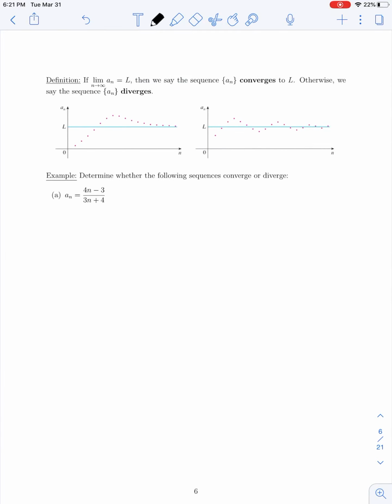So the question that we're interested in for infinite sequences is determining their convergence or divergence. So let's introduce some terminology here.